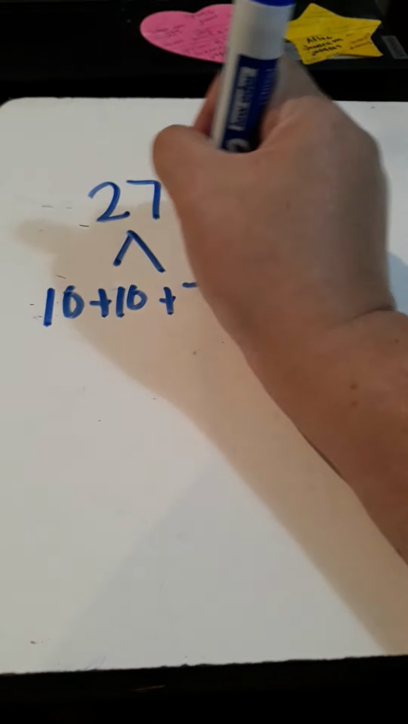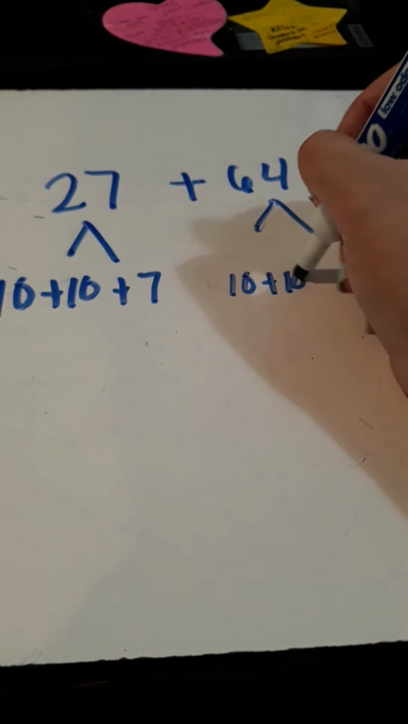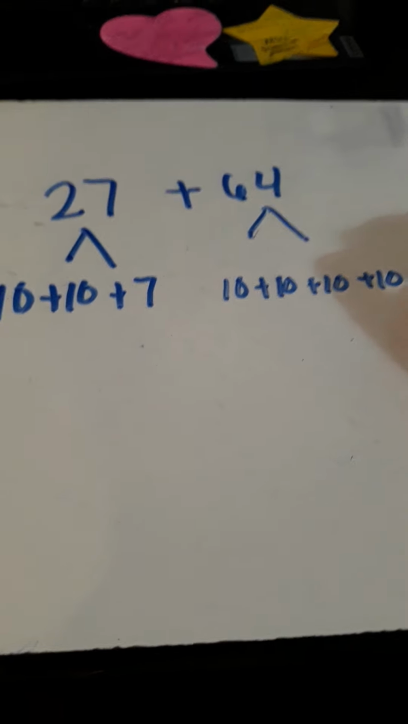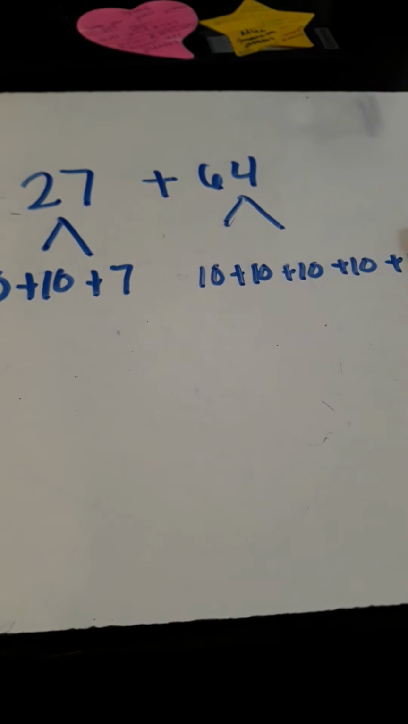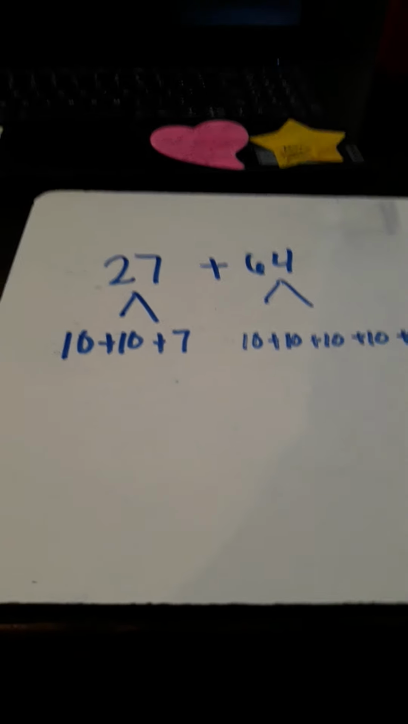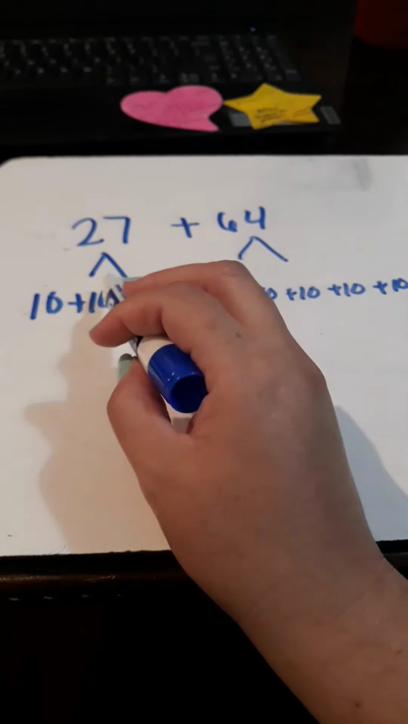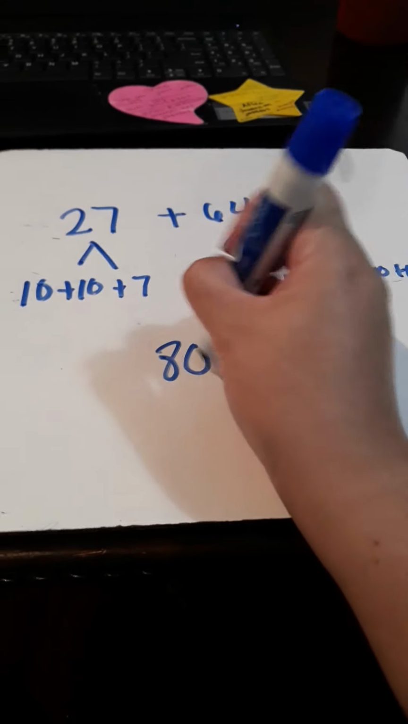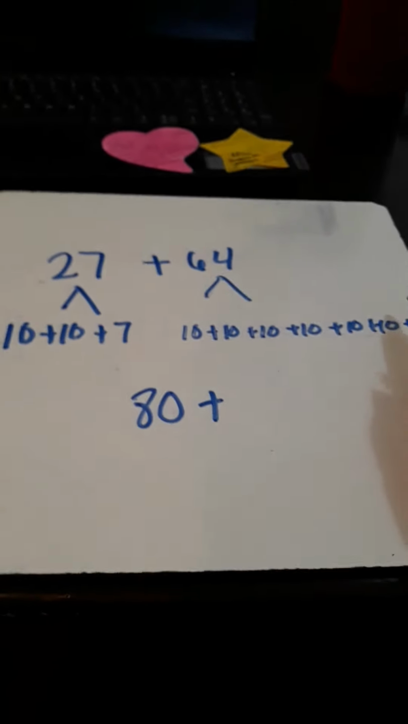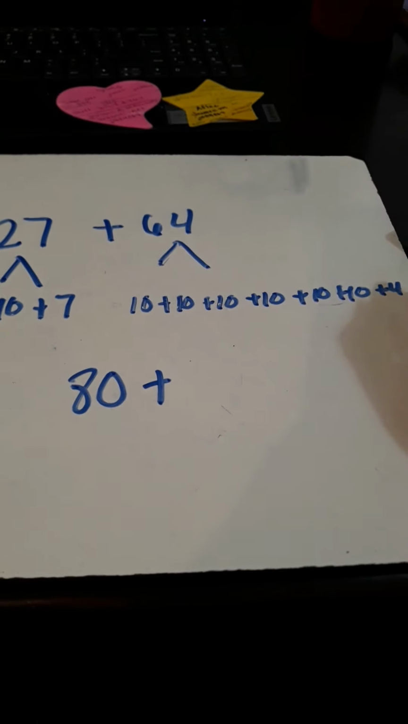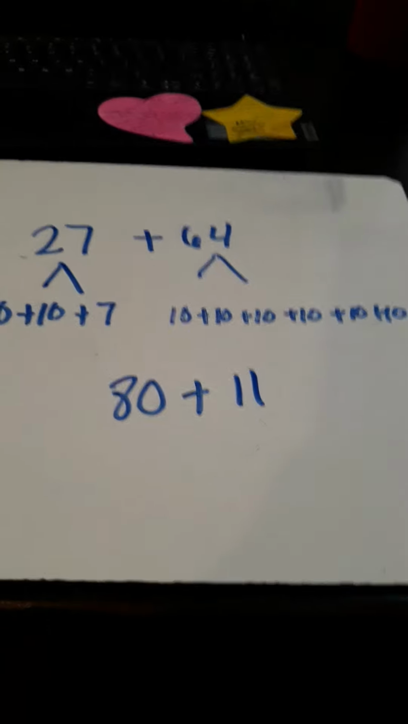We have 2 10s here, plus 7 1s. We have 10, 20, 30, 40, 50, 60, plus 4 ones. And they just added it all together, same idea. 10, 20, 30, 40, 50, 60, 70, 80, plus our ones: 7, 8, 9, 10, 11. 11.